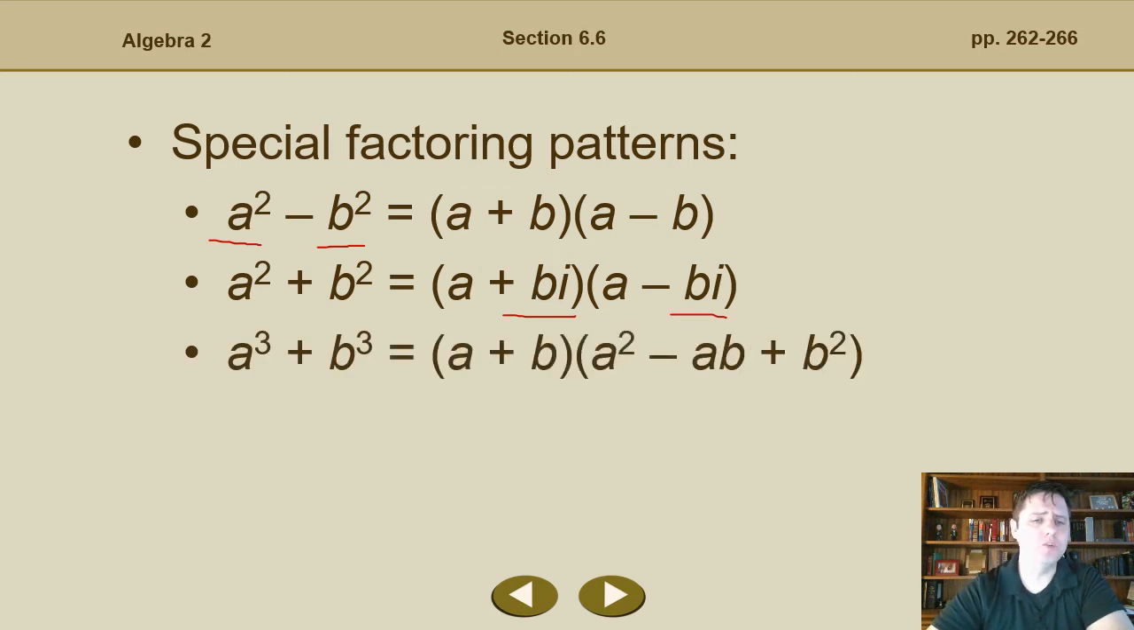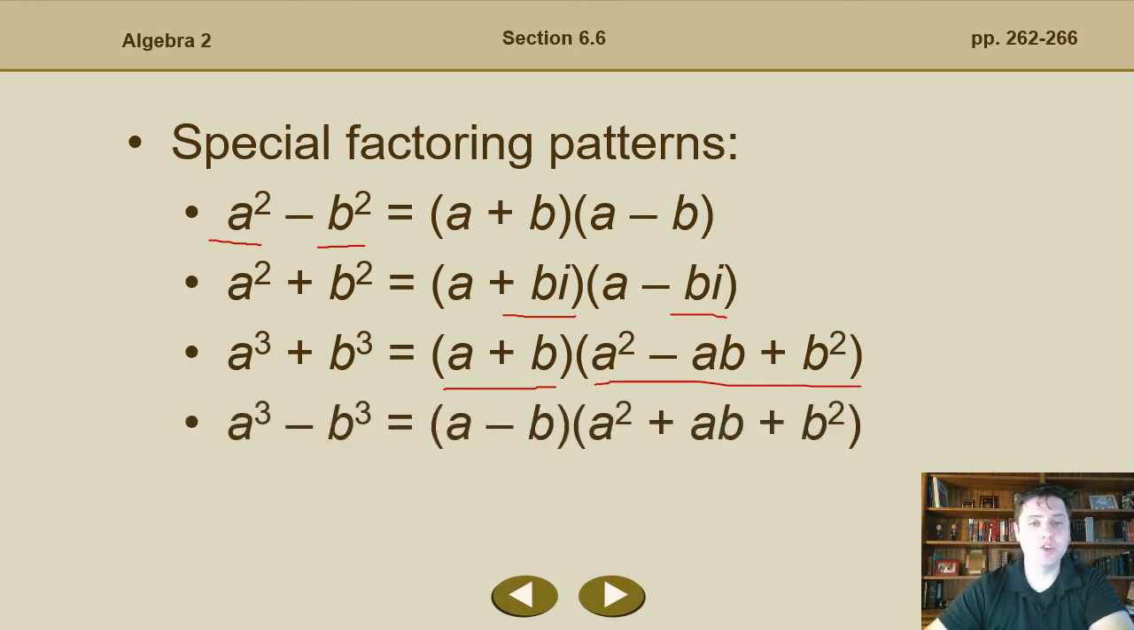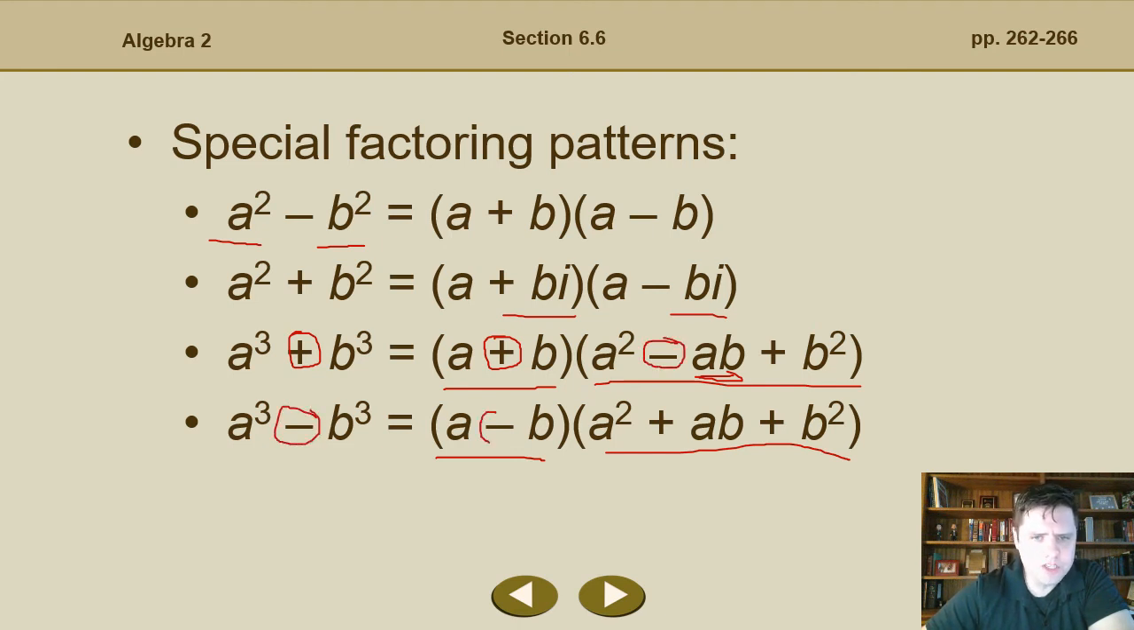But what about when we have a cubed situation? Well, when we have a cubed plus b cubed, here's the pattern that we can write that as. A plus b times the quantity a squared minus ab plus b squared. And then the difference of cubes looks like this. A minus b times the quantity a squared plus ab plus b squared. So notice what changes here. When we have the addition of 2 cubes, the first thing is a positive, but when we get to the ab in the middle of this expression, it's a negative. But when we have a negative, a difference of cubes, the first expression is negative, the second one is positive.